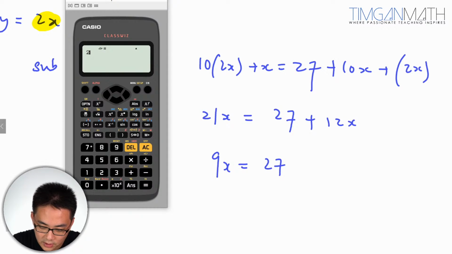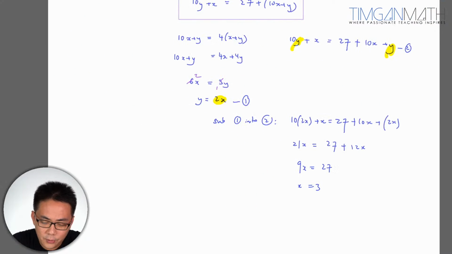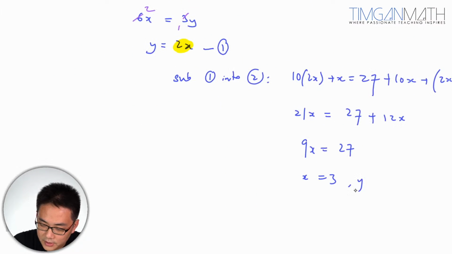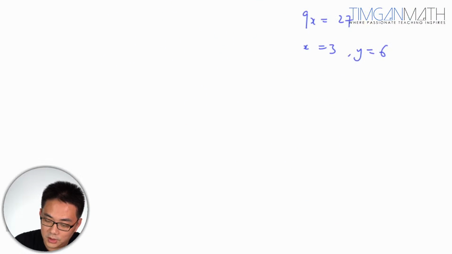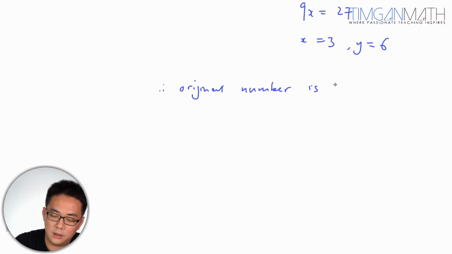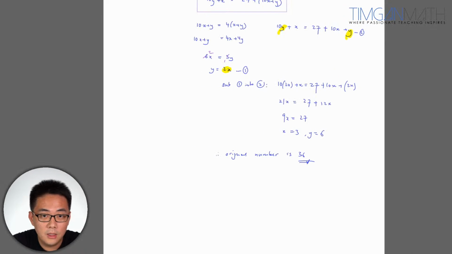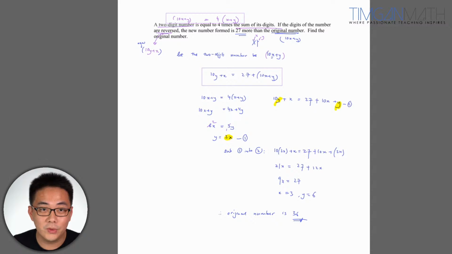So this is 27 divided by 9, and this will be 3. So x equals 3. After which we need to find y. Obviously, y is 2 times x, which is actually 6, right? So in other words, the original number, the first 2 digits, so hence the original number is 36. Okay? So that's how you do this question here proficiently. Any question or comments, please do let me know. Keep practicing and I'll see you in the next question.